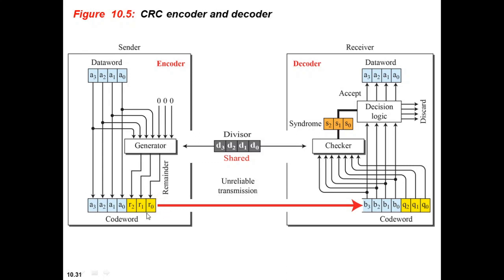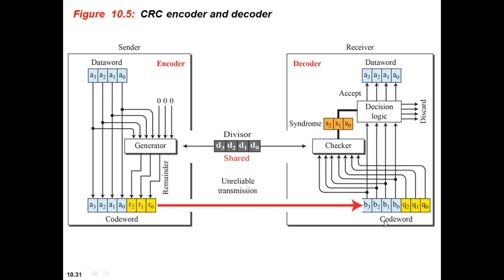If you see, the code word size is what? 4 plus 3. So 3 redundant bits have been added, and the total size becomes 7. So this is R0, R1, R2, A0, A1, A2, A3. This is sent to the receiver. The receiver takes this. Just for our understanding, A has been given as B here and R has been given as Q, otherwise we will have confusion.